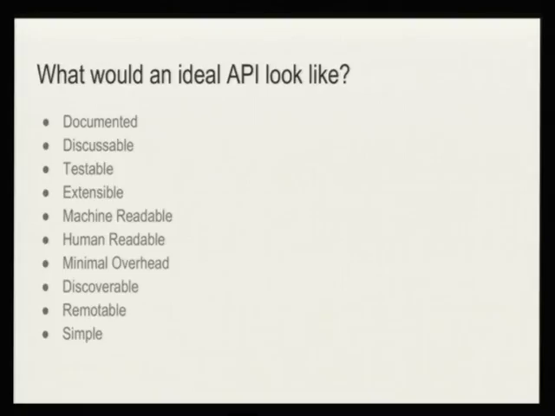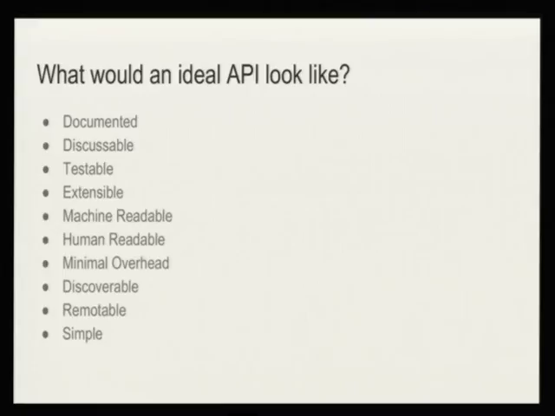So we thought about what an ideal API would look like. It should be documented, of course. It should be discussable. That means if I give you the interface definition, we can talk about it without having to learn how to parse dbus a{sv} in your head. It should be testable. You can give the interface definition to a QA guy and he can write tests according to that one file without knowing the implementation details. And of course, it should be extensible. Machine readable is the first goal, and human readable is nice to have also. It should have minimal overhead so that you can add it to your existing command line utilities. It should be discoverable, so that you ask the system which interfaces and APIs it provides and get a real clean answer. It should be remotable, easily proxyable, and of course, as simple as possible.